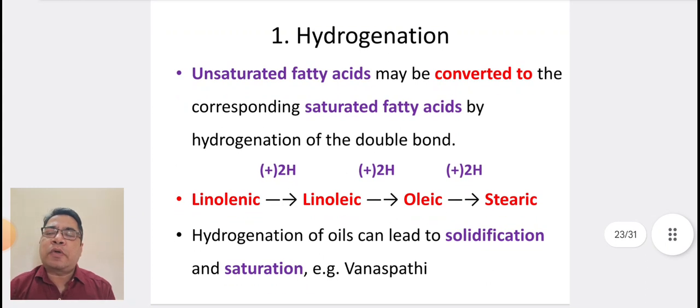Coming to the properties of fatty acids. First, hydrogenation. Unsaturated fatty acids may be converted to the corresponding saturated fatty acids by hydrogenation of the double bond. Example: linolenic acid, with the addition of two hydrogen atoms, gives linoleic acid. This, with the addition of two more hydrogen atoms, gives oleic acid. And finally, with two more hydrogen atoms, it gives stearic acid. Hydrogenation of oils can lead to solidification and saturation. Example: vanaspati.